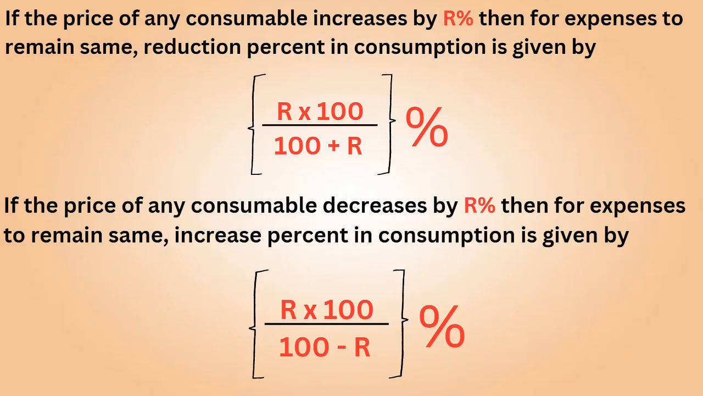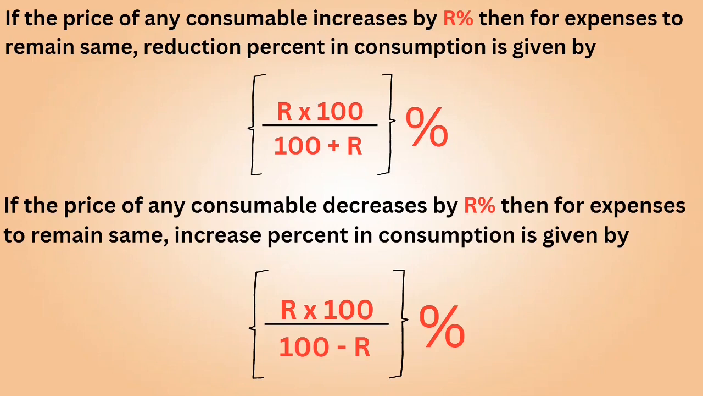In this video, we are going to cover: if the price of any consumable increases by R%, then for expenses to remain same, reduction percent in consumption is given by R multiplied by 100 divided by 100 plus R percent. Similarly, if the price of any consumable decreases by R%, then for expenses to remain same, increase percent in consumption is given by R multiplied by 100 divided by 100 minus R percent.